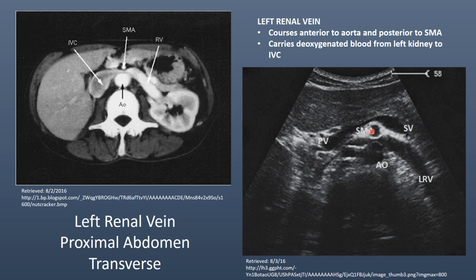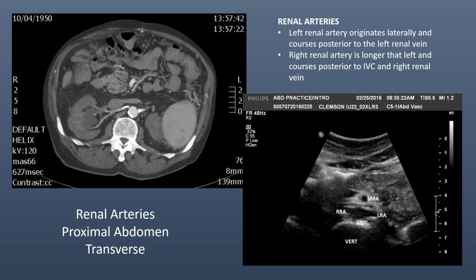Now remember, SMA is posterior to the splenic vein. There's splenic vein. Splenic vein will join with the superior mesenteric vein, which we don't see, but when it joins, it forms and makes the portal vein. Then the portal vein will eventually travel to the liver. Almost immediately inferior to the SMA are the origins of the renal arteries. You have right renal artery and left renal artery.